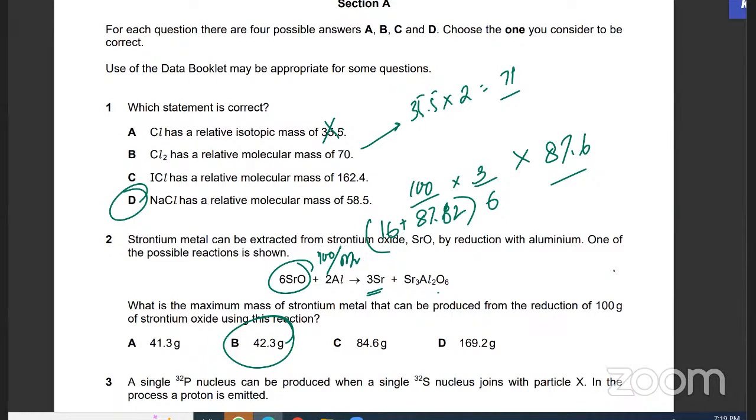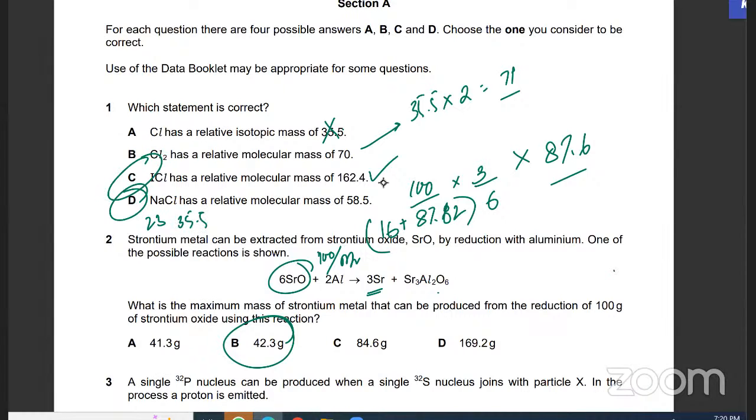Does anyone have a question other than this paper or even this paper? Sir, C, not D. No, sir, the mark scheme says C. Wait a second. C is ICl, correct? C is correct. I calculated. C is correct. So what's wrong with D? I mean, is D wrong or not? That's Na 23 and Cl 35.5.